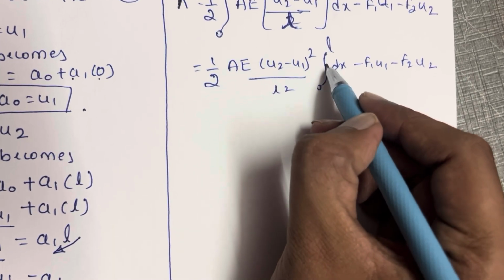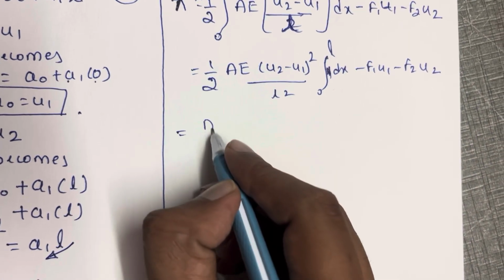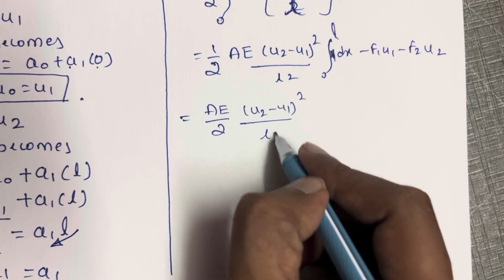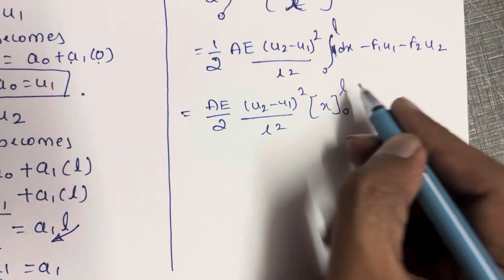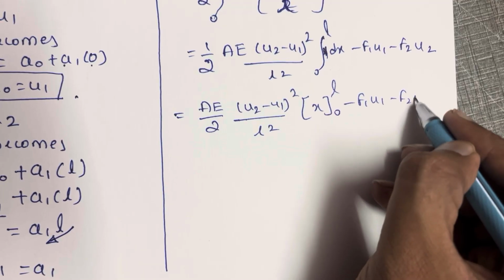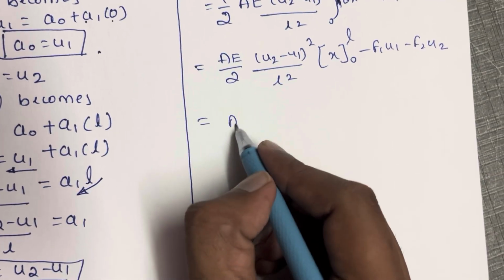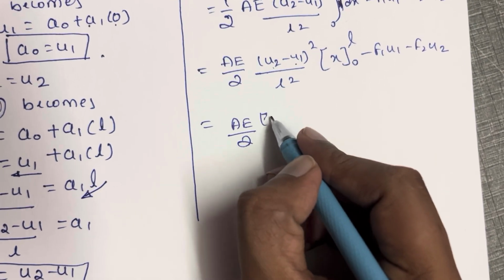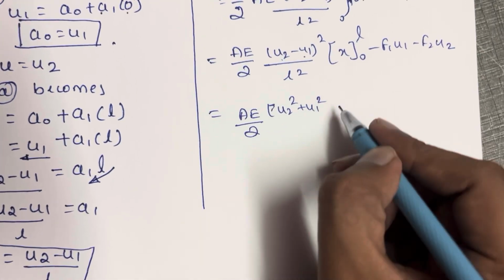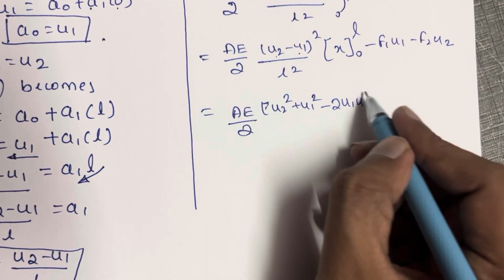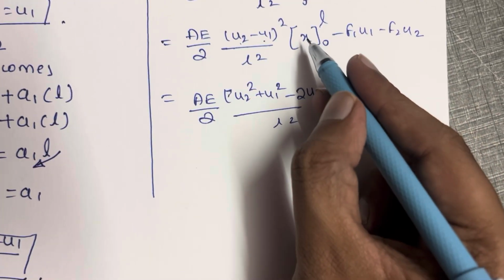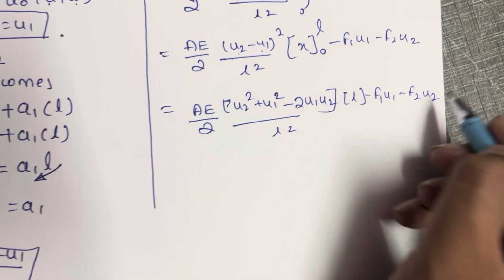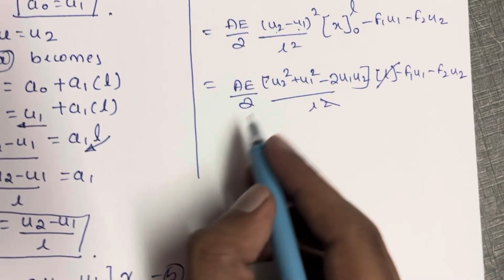Now we have to integrate dx. Here we have 1, and the integration of 1 is x. AE by 2, (u2 minus u1) whole square divided by L square, x limit is 0 to L, minus f1 u1 minus f2 u2. So AE by 2 as it is. Here this is (a minus b) whole square: u2 square plus u1 square minus 2 u1 u2, divided by L square. After substituting the limit, you will get L minus 0, that is L, minus f1 u1 minus f2 u2. This L and this square will cancel.